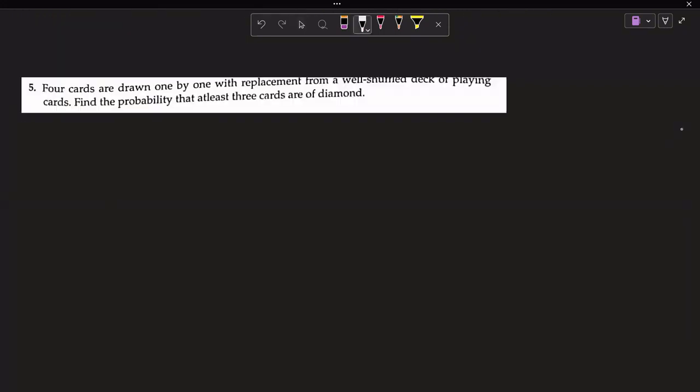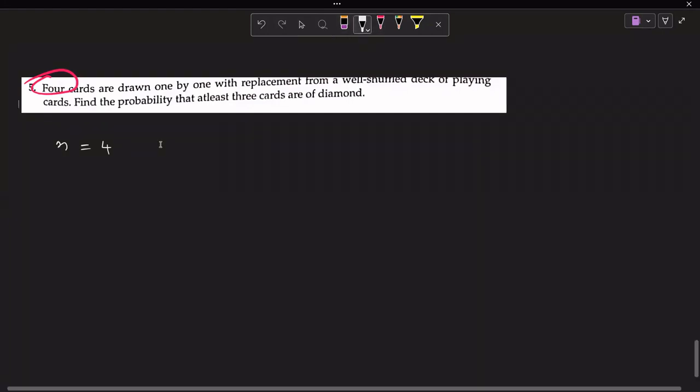4 cards are drawn one by one with replacement from a well shuffled pack of playing cards. Find the probability that at least one of the cards is a diamond card. So how many trials are they making? 4 trials. How do you know that? 4 cards are drawn one by one with replacement means every time 52 cards are available.